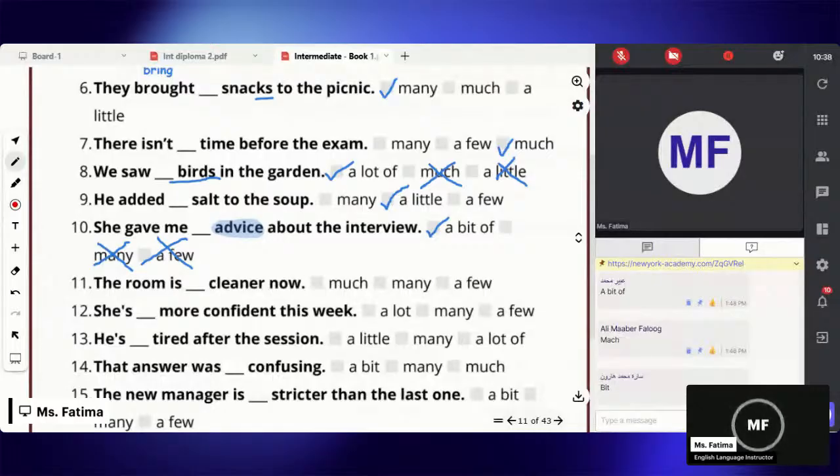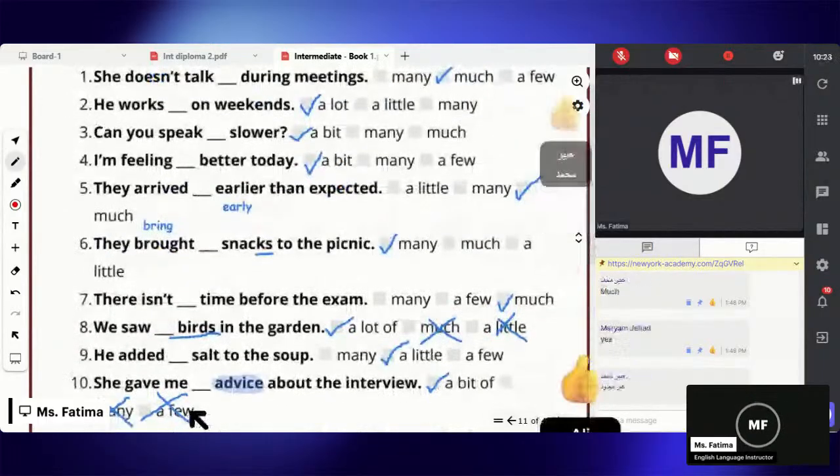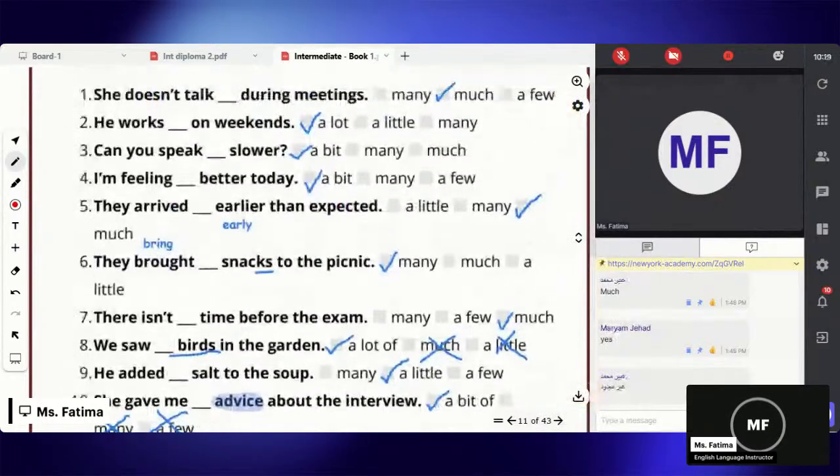Cool, everybody? You got it? Did you understand? Why did we use a bit? Why did we use a bit of? A few and many are used with countable nouns. And the word advice is uncountable. Yes, and for that we use a bit of. Because with uncountable nouns, to show a small difference, we can use a little or a bit.